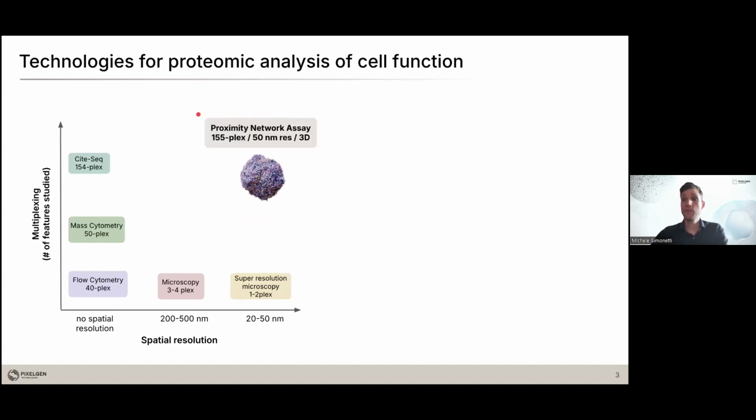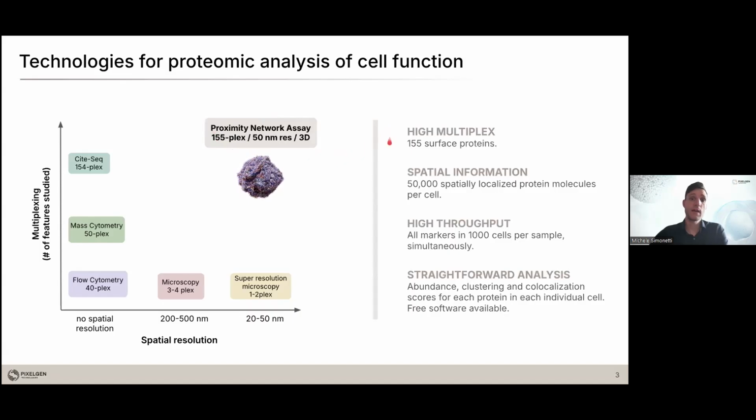This is what we wanted to fill in when we developed the Proximity Network Assay, which has very high multiplexing, 155 surface markers, very high resolution, down to 50 nanometer resolution, and you will be able to look at proteins on the cell surface in 3D. You will be getting more than 50,000 spatially localized protein molecules per cell in a high throughput manner. So all the markers can be studied in 1,000 cells per sample simultaneously.